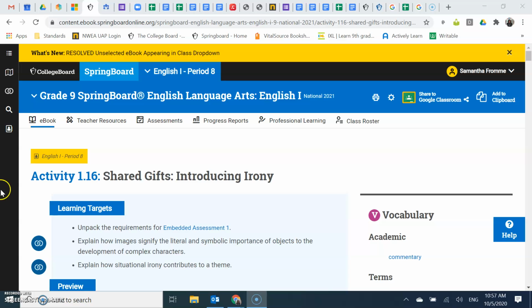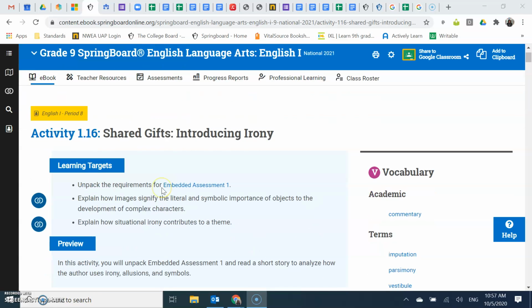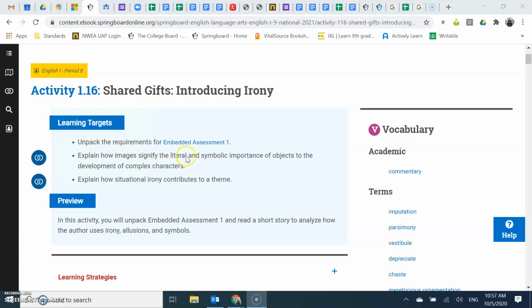All right, so we are in activity 1.16. And before we get started in the unit itself, we are going to talk about the embedded assessment. I've mentioned this early on. This is the end of quarter essay that you are going to write. That's not until like November 5th or something. So while it's far away, it's still pretty soon, so I want to go ahead and talk about it so that you get a better understanding of what you're going to be doing.